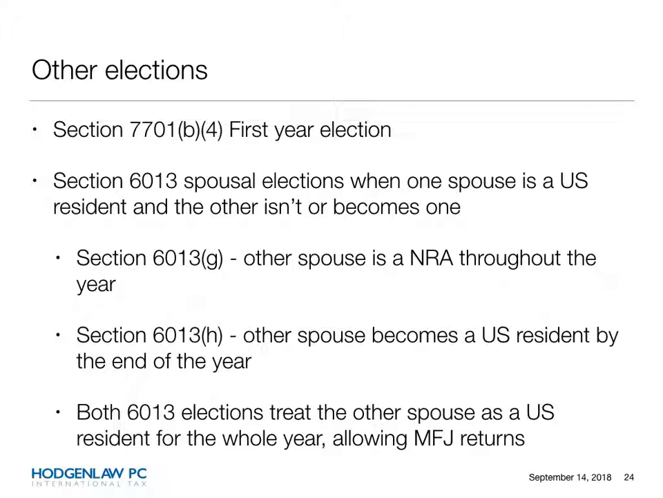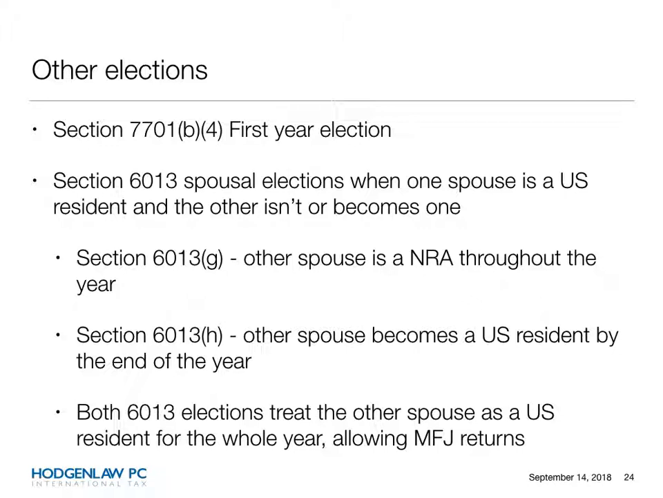There are a number of other requirements for this election, and this would lead to a dual status tax year, but someone might want to be considered a US resident for part of the year to take advantage of certain itemized deductions, such as mortgage interest or property tax, or they want to take foreign losses.